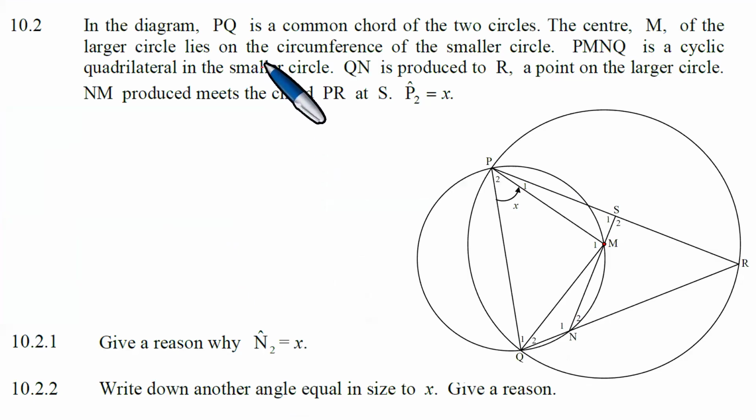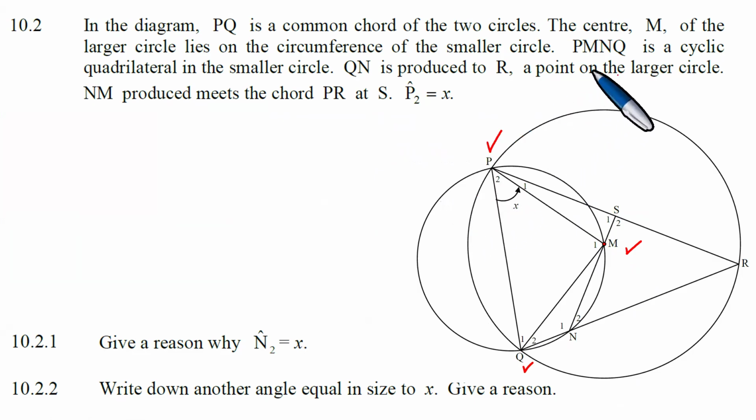In the diagram, PQ is the common chord of the two circles. Right, we have P sitting here, and Q is there. The center M of the larger circle lies on the circumference of the smaller circle. There it is, M lies on the circumference of the smaller circle there. Okay, what more do we have?